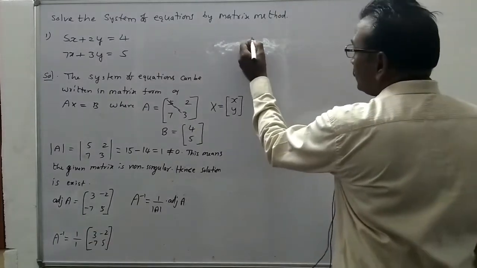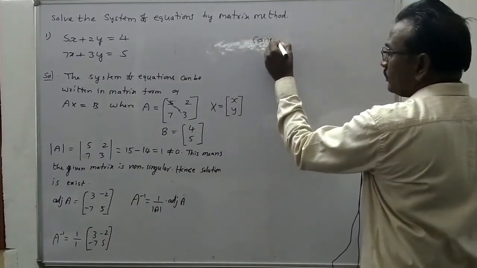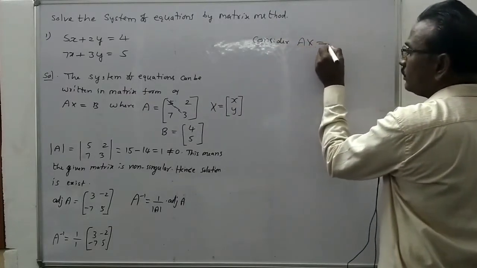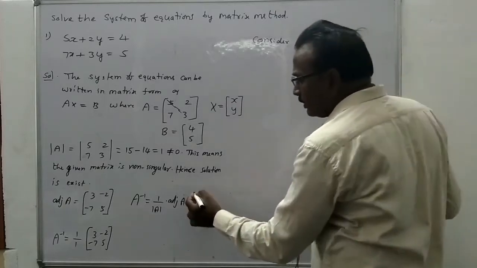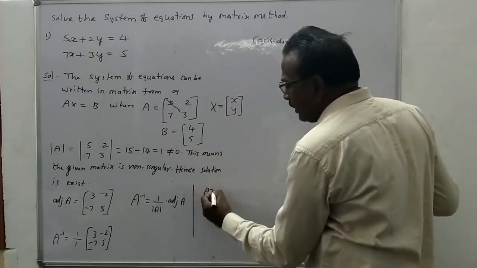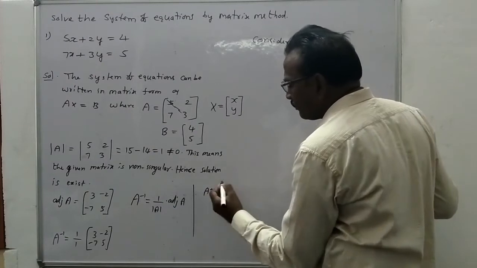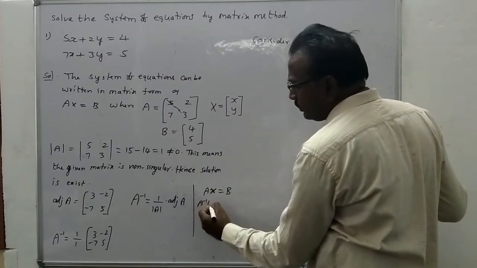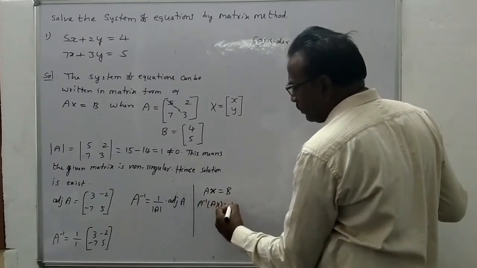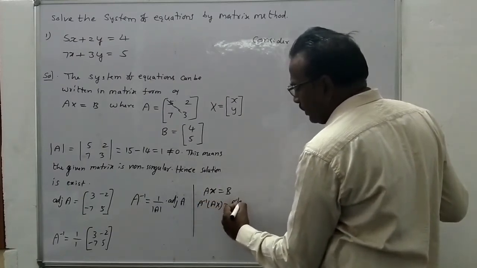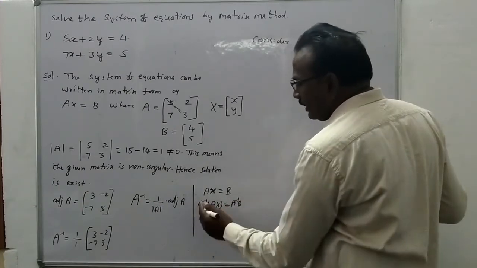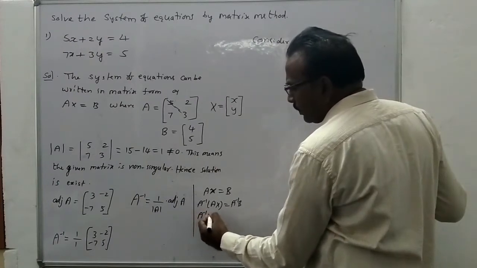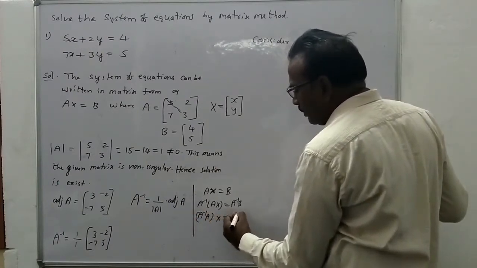Now consider the matrix equation AX is equal to B. Multiply A inverse on both sides: A inverse into AX is equal to A inverse into B. This is pre-multiplication. Matrix multiplication is associative, so A inverse into A into X is equal to A inverse into B.